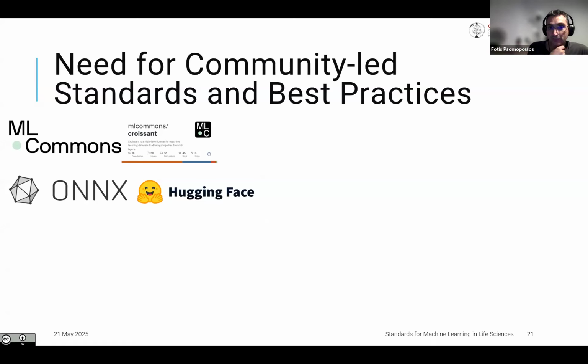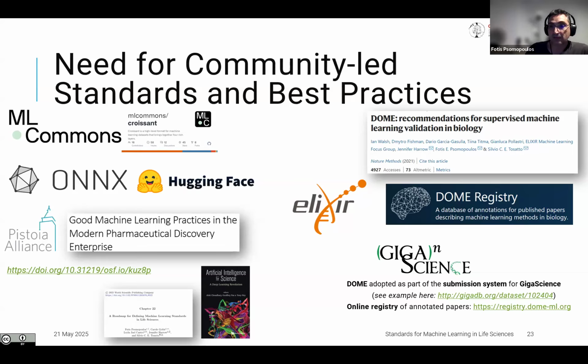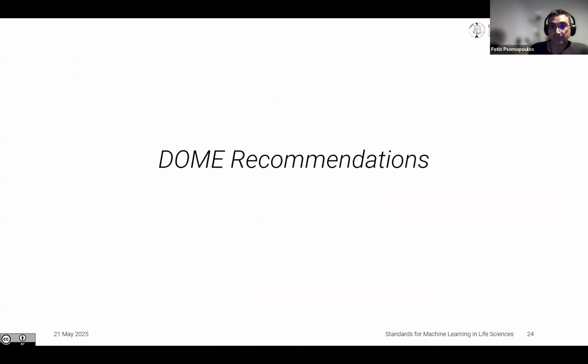ML Commons, ONNX, and Hugging Face are quite evident and extensively used right now. ONNX is a format for neural networks primarily. Hugging Face is a registry where you can deposit models. Again, there is a very specific subtype of models that are available on Hugging Face. ML Commons is how you can define data sets. There are good practices defined for pharma, which are trying to set up their own set of requirements. And also there are recommendations defined by infrastructures, and this is where DOME comes in.